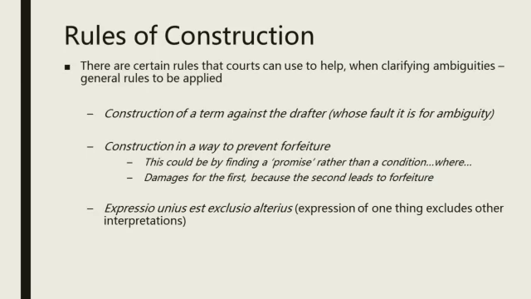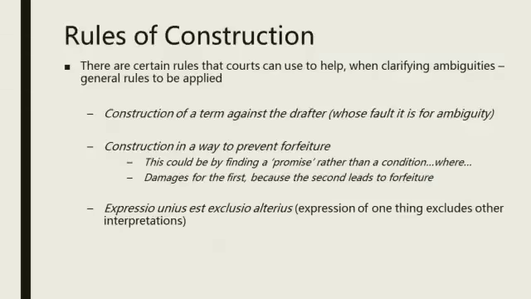Another one, expressio unius est exclusio alterius. The expression of one thing is the exclusion of another. So for example, you have a term, and it could mean 2 or 3 things. Okay? In the agreement itself is mentioned one of those 2 or 3 things. Mentioned once, mentioned twice, mentioned 3 times, same thing, the only one.